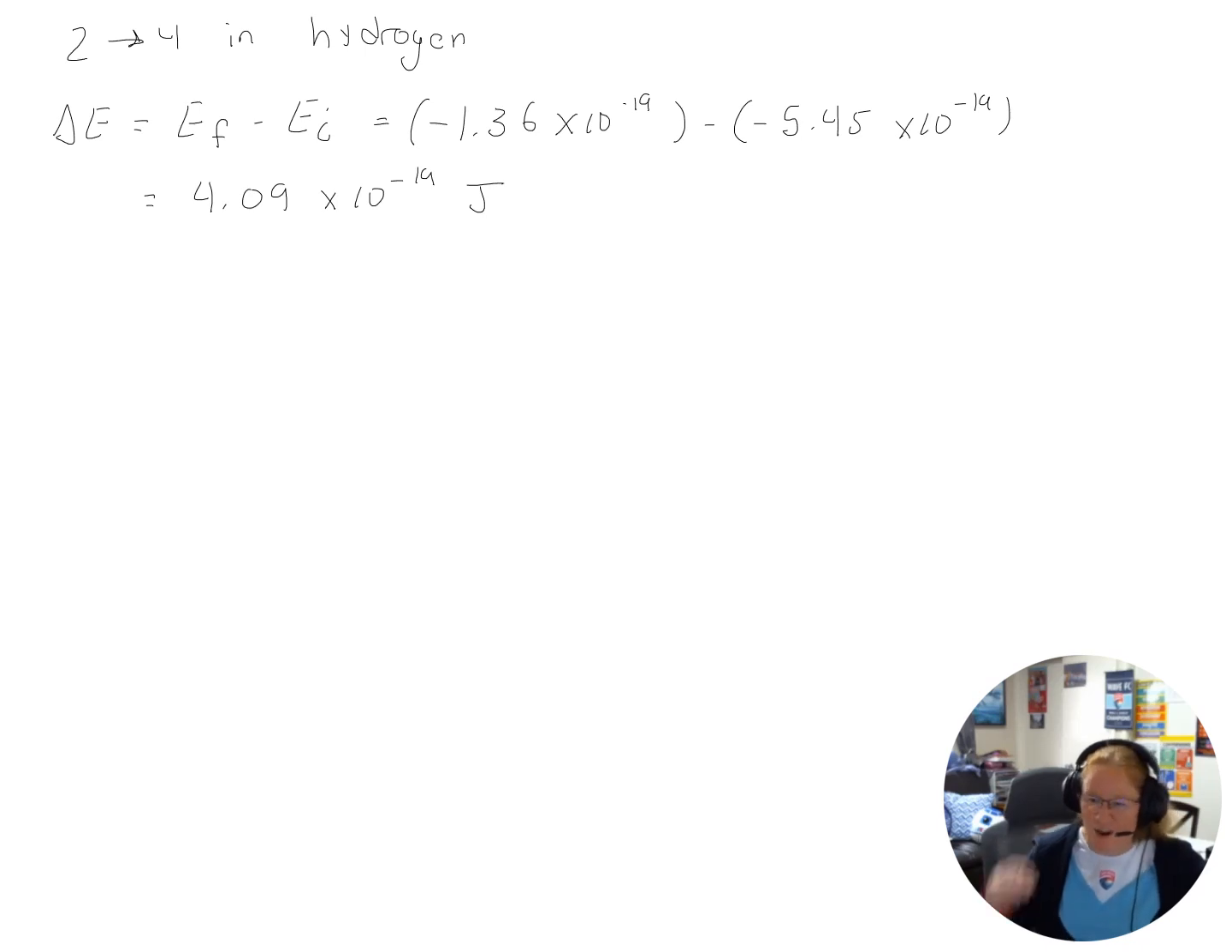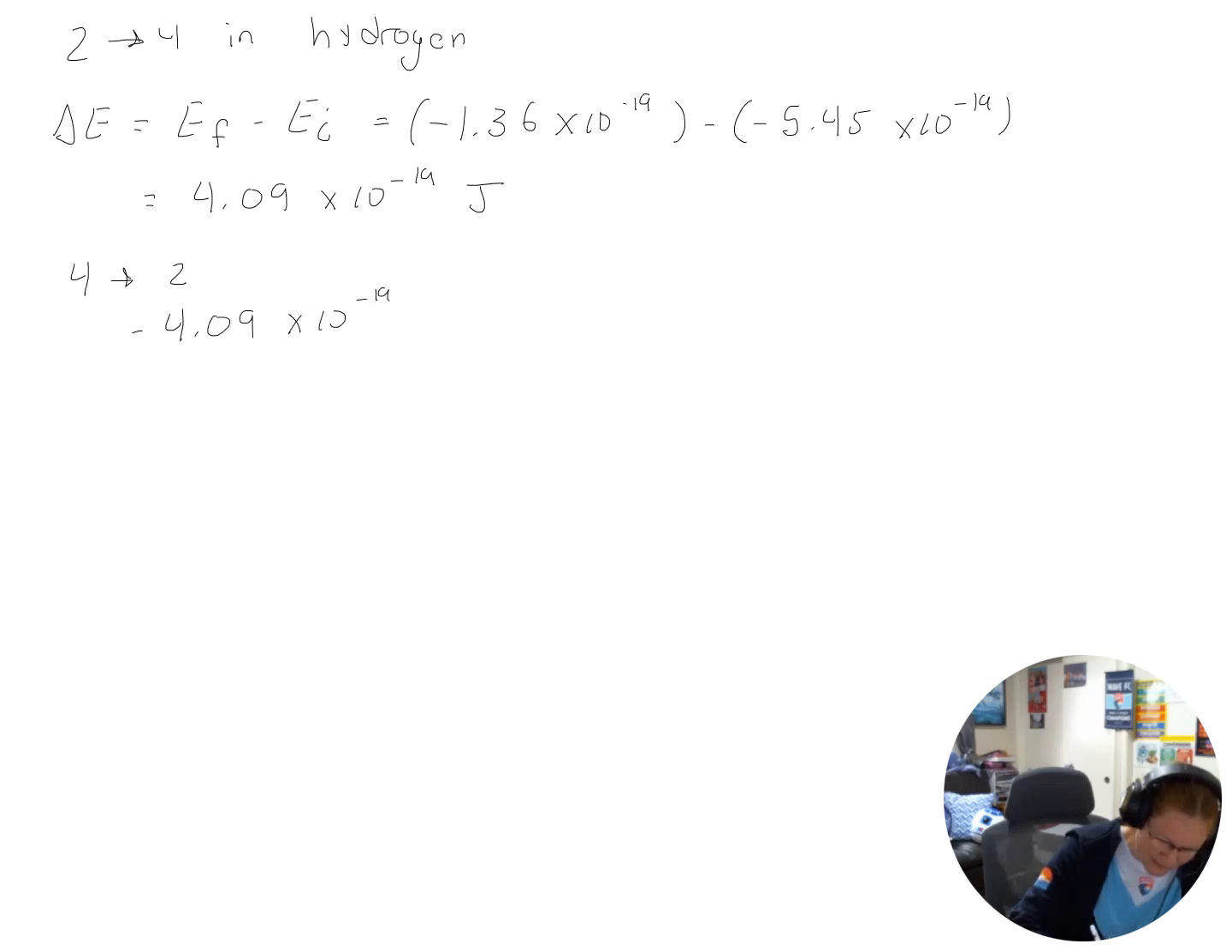to make that transition to go from energy level 2 up to energy level 4, which also means that if I'm up in energy level 4 and I drop down to energy level 2, I will emit 4.09 times 10 to the negative 19th joules. So if I'm doing 4 back down to 2, it would be negative 4.09. Okay, because if it takes 4.09 times 10 to the negative 19th joules to go up, we would have to emit that back out. Okay, but let's look at this 2 to 4 again.